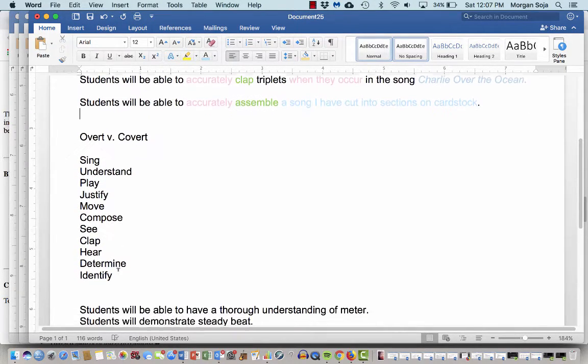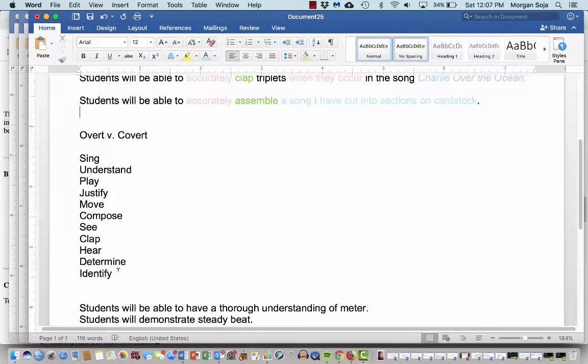The important thing about an objective verb is that it is something that you, the teacher, can observe. So let's go through this list of verbs and say whether or not it's an overt or a covert verb. So, sing. Is that something that you can observe students doing and measure their ability to do it? Well, yeah, that is an overt verb as far as I'm concerned.